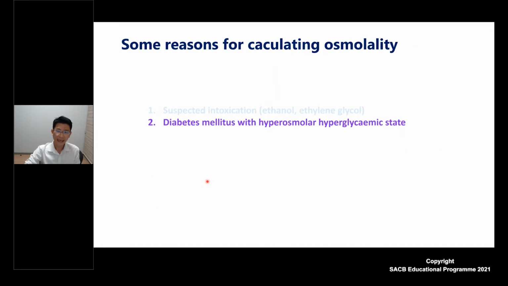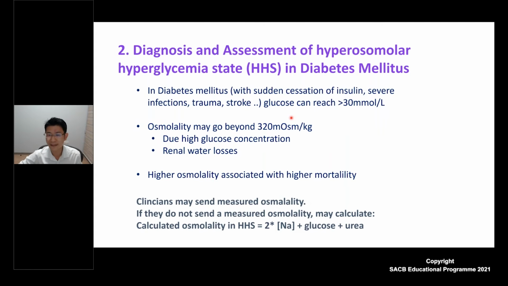Another reason clinicians want to calculate osmolality is diabetes with hyperosmolar hyperglycemic state. In some very severe diabetes, when the glucose concentration is very high, the glucose passed out by the kidney will drag a lot of water along into the urine in osmotic diuresis. You can lose a lot of water, and then the plasma becomes very concentrated. So the plasma osmolality will go 300, 310, 320. Clinicians may either send a measured osmolality or try to calculate the osmolality.